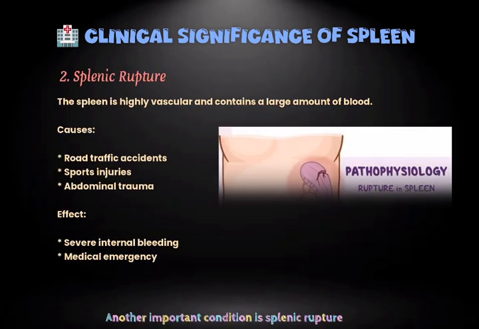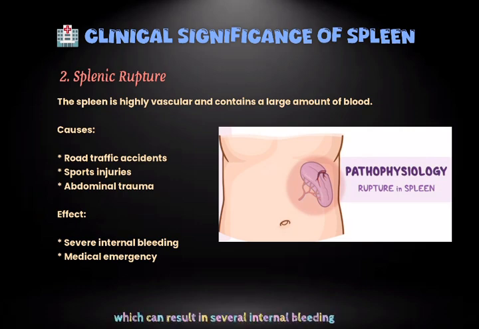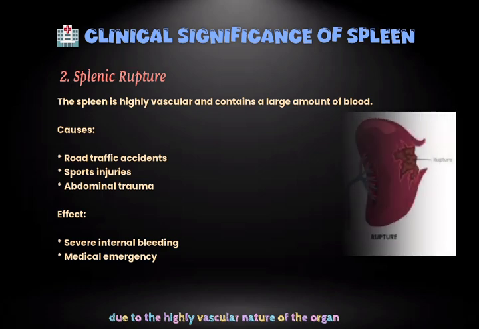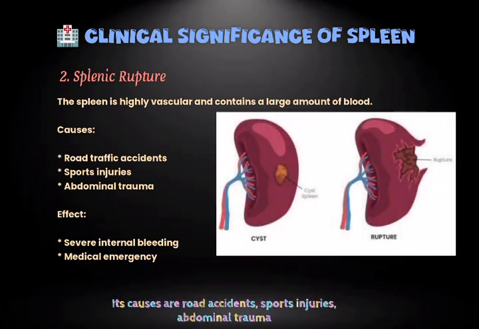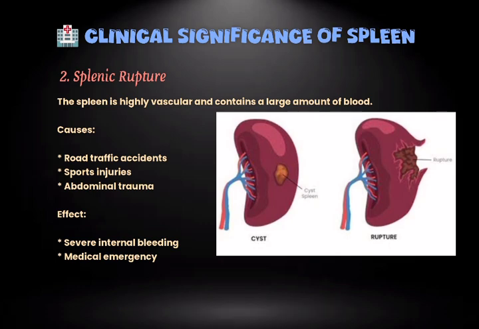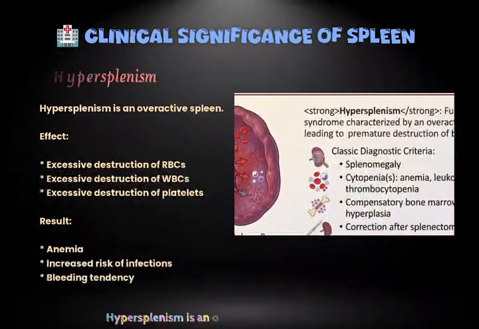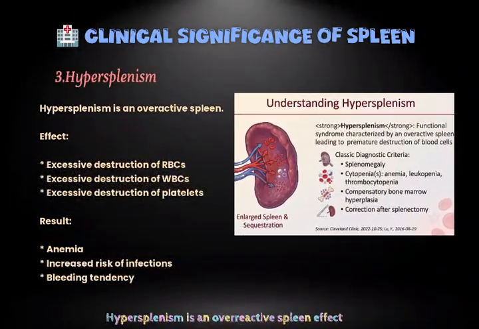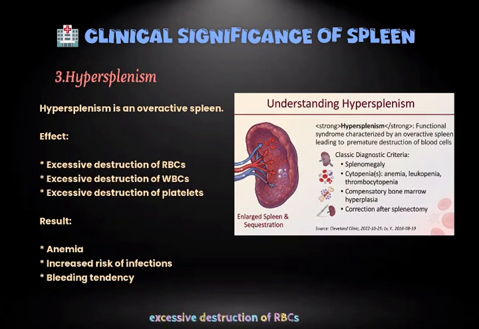Another important condition is splenic rupture, which can result in severe internal bleeding due to the highly vascular nature of the organ. Its causes are road accidents, sports injuries, abdominal trauma. Effect is severe internal bleeding, a medical emergency. Hypersplenism is an overreactive spleen. Effect: excessive destruction of RBCs, WBCs, and platelets. Results in anemia, increased risk of infections, bleeding tendency.